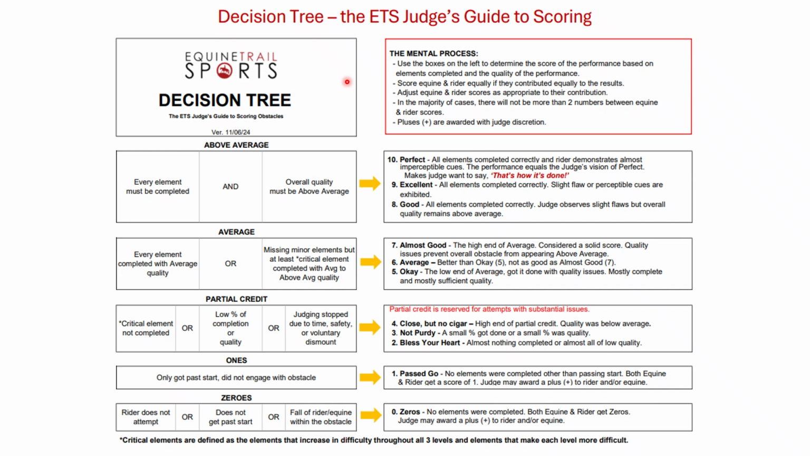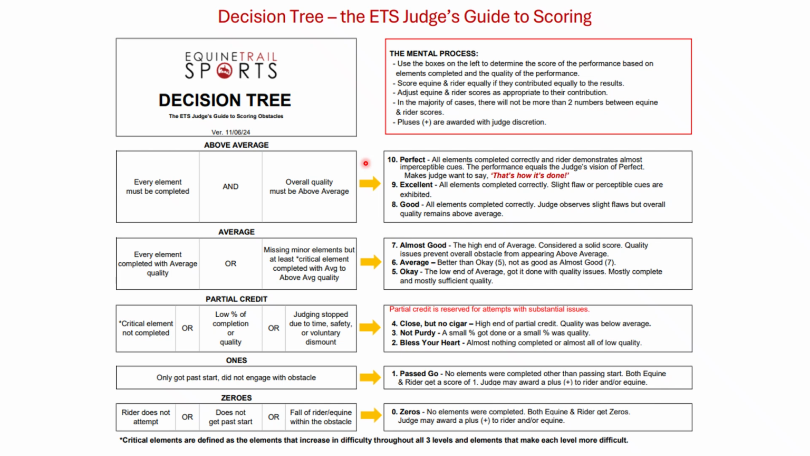Determining your score. Moving to above average range. A score can be an above average only if every element was completed and the overall quality is above average. A 10 is considered a perfect performance where all elements are completed correctly and the rider demonstrates almost imperceptible or invisible cues. The performance equals the judge's vision of perfect and makes them want to say, that's how it's done.